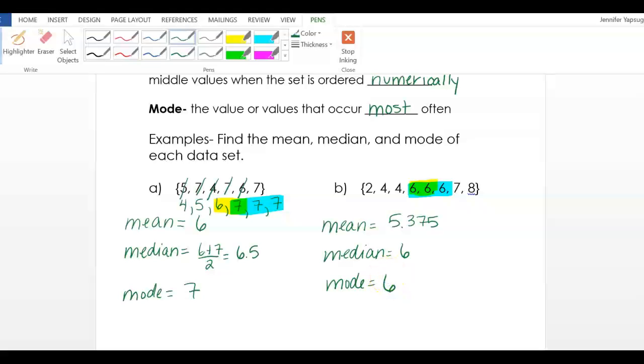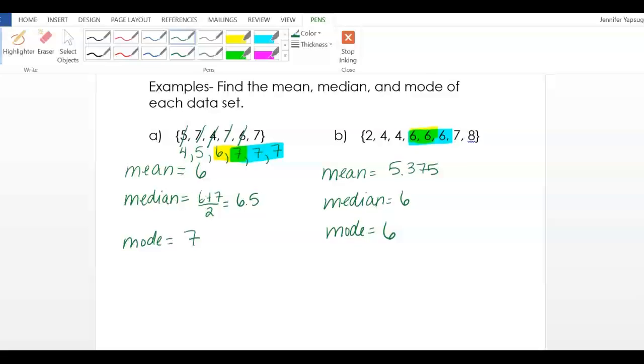All right, so that does it for just reviewing those 3 concepts. You have a practice to complete, a worksheet, and there also will be an answer key available for you to check your answers.